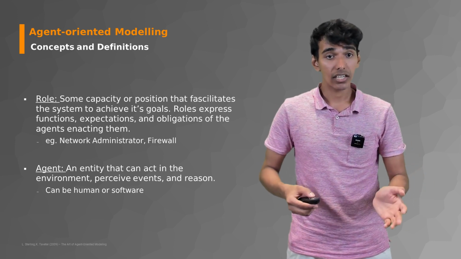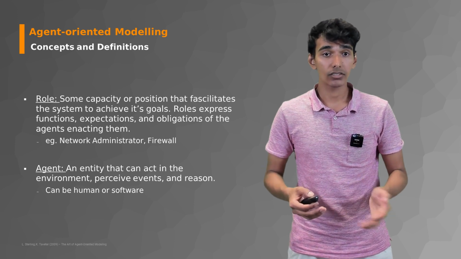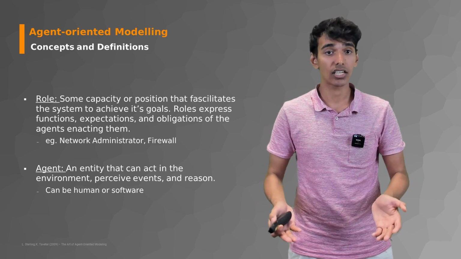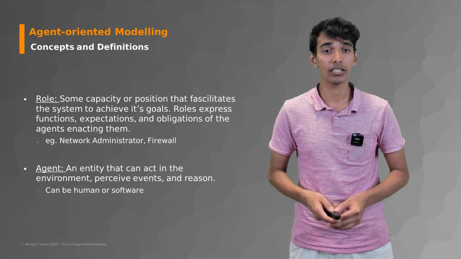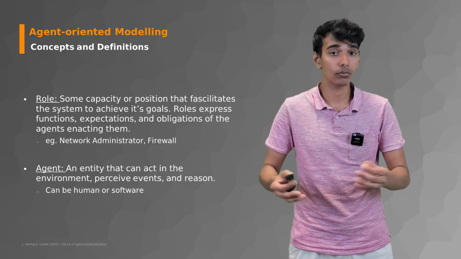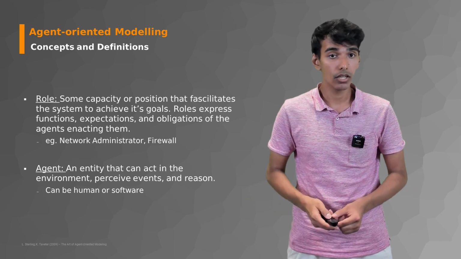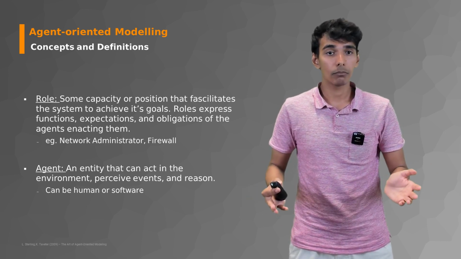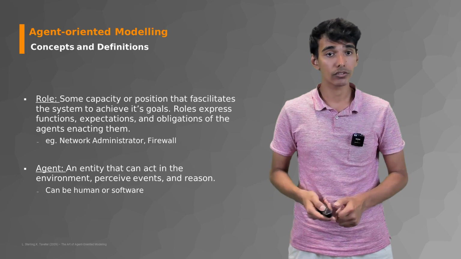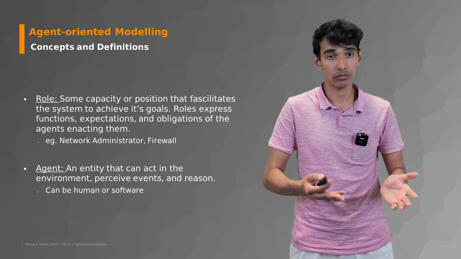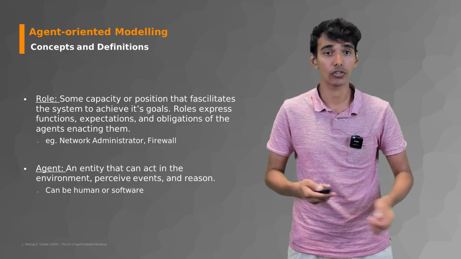An agent can be either an entity that is human or software that acts inside of an environment. For example, a software entity like a program such as Nginx could be your firewall, or a person who is managing your whole network infrastructure could be your network administrator, playing these specific roles inside of your system.